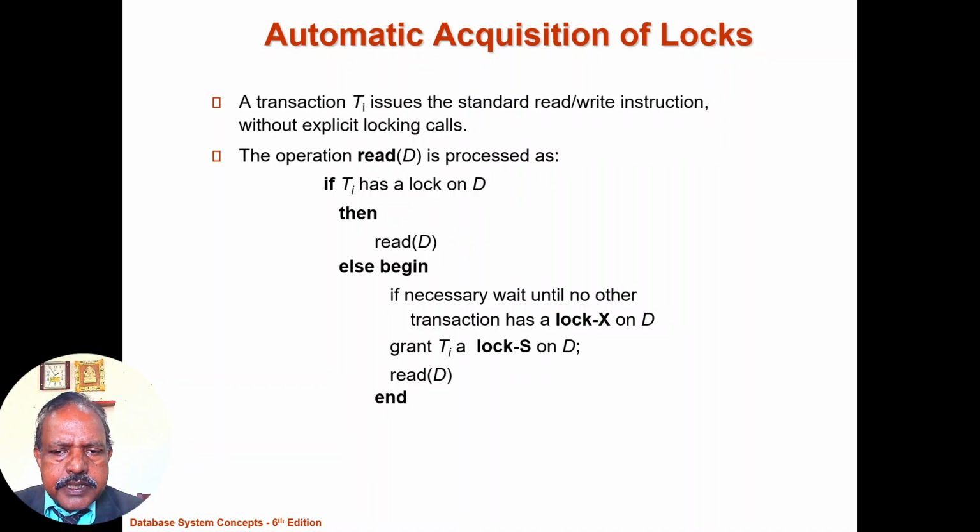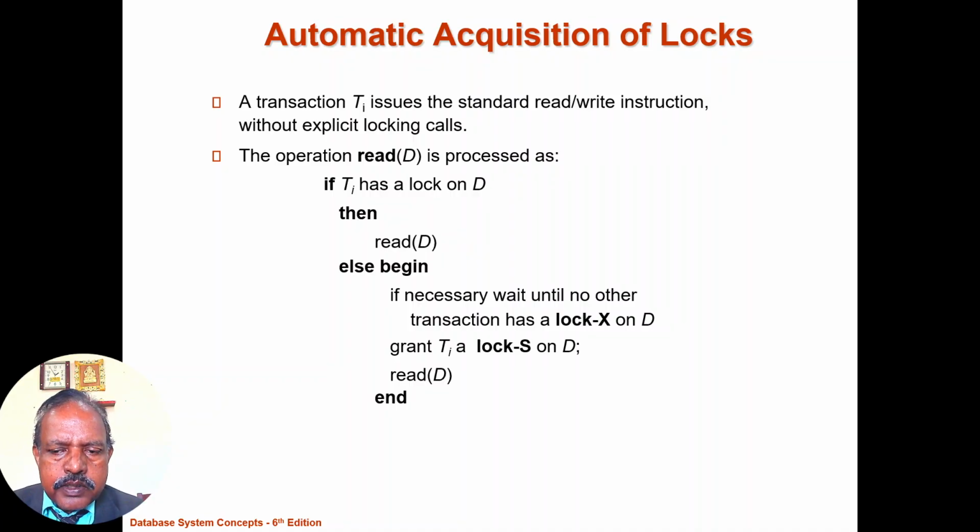Okay, the operation read D is processed as follows. If Ti has a lock on D, then read D. What is the lock? Here, for read, I am going for the shared lock, you can understand. So if Ti has a lock on D, then read D; else begin, if necessary, wait until no other transaction has a lock X on D.